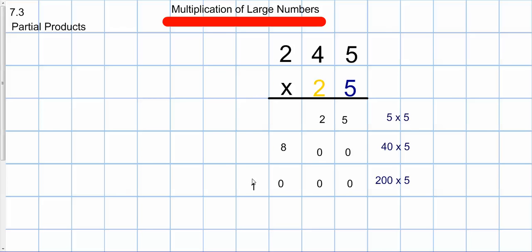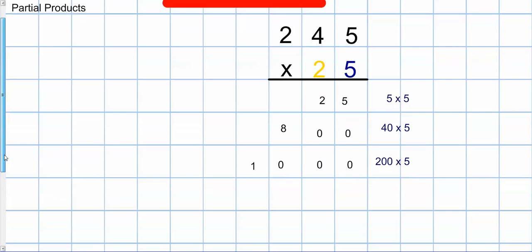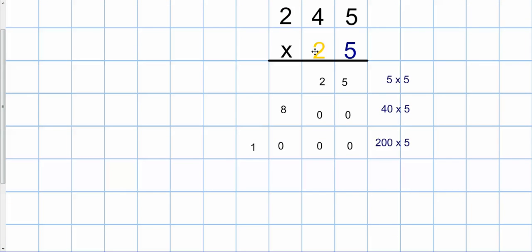First thing I need to do is I need to multiply everything through by this 2, the 20. So we're going to start over again. 5 times 20, 40 times 20, and 200 times 20. Now, again, what you see is the expanded form, the 5, the 40, and the 200. Now, you'll also notice that the 2 in the 25 is worth 20. Okay, so we've got everything labeled appropriately.